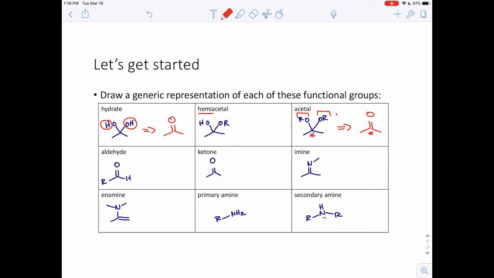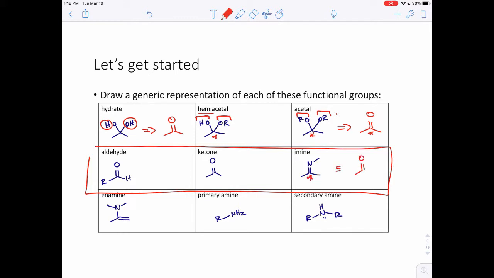So the hemiacetal is half of that, right? You have one alkoxy and one hydroxyl looking group. Okay, so it's called a half acetal, hemiacetal. Aldehydes, ketones, imines, these should all be familiar. An imine kind of looks like a carbonyl, right? It has two bonds between the carbon and nitrogen. In fact, you can make imines from aldehydes and ketones. They have the same oxidation state.